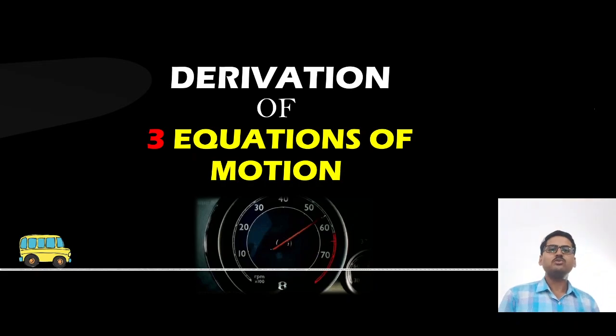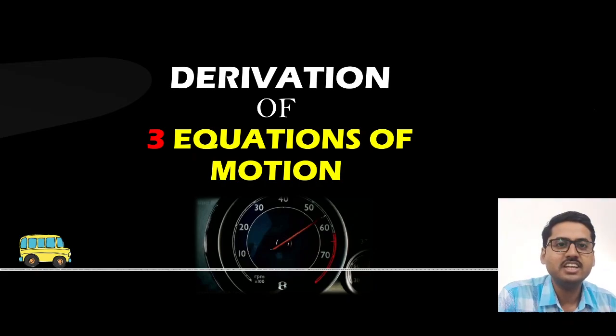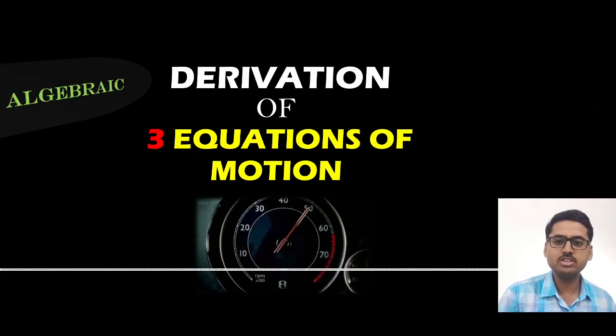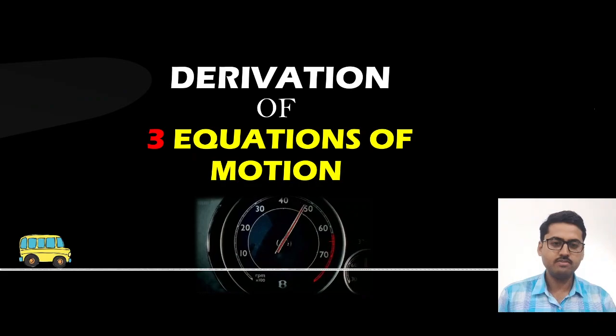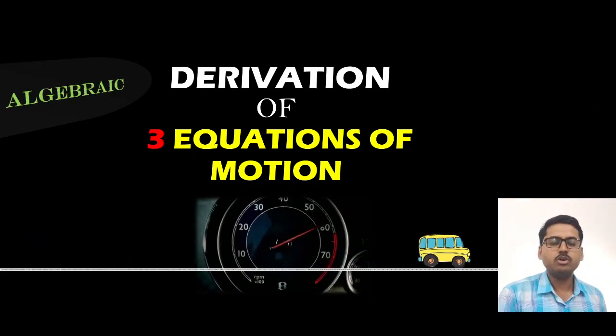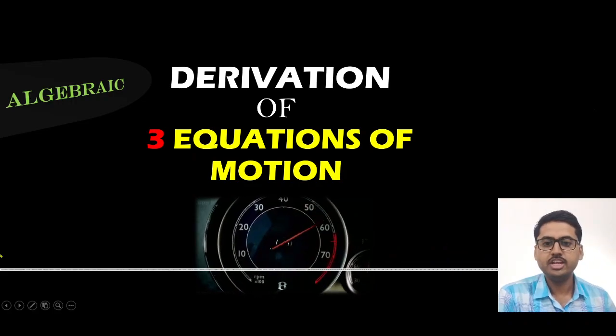In today's video, we are going to learn the derivation of Newton's three equations of motion. Well students, there are two ways to derive Newton's three equations of motion. The first is the algebraic method and the second is the graphical method. In today's video, we will learn only the graphical method of derivation, and in the coming videos we will also learn how we can derive it graphically. Okay, so let's see what are the three equations of motion that we need to derive.